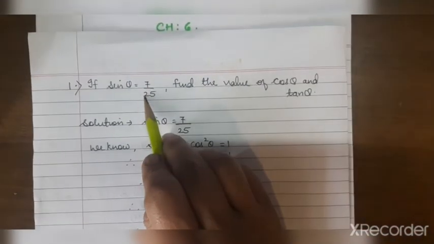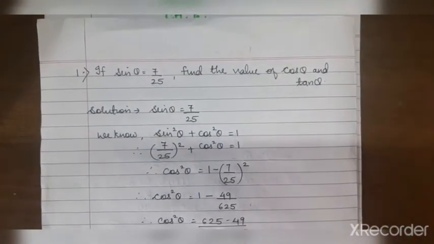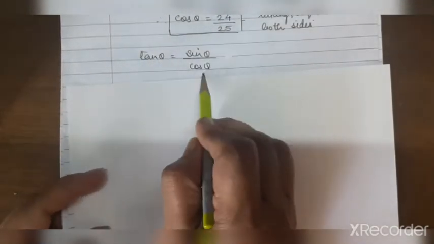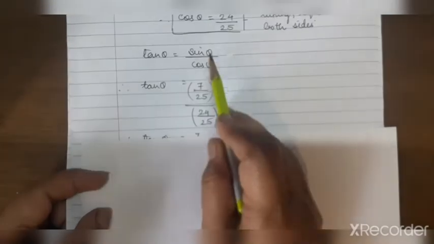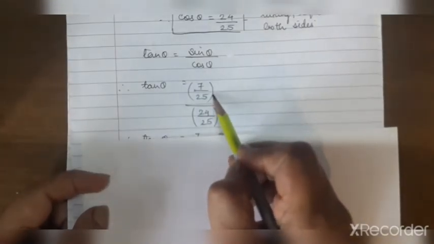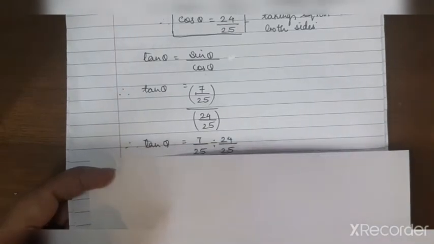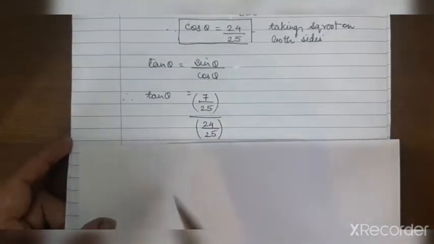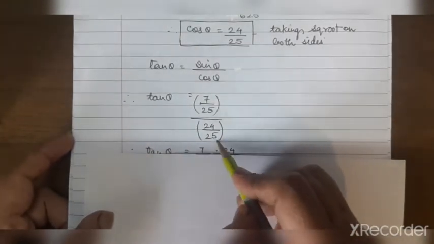Now we know sin theta, and we have got cos theta. So tan theta is very easy because we know the relation between tan, sin and cos: tan theta is equal to sin theta upon cos theta. And therefore we substitute here. Sin theta is given as 7 upon 25 and cos theta we have found here as 24 upon 25.